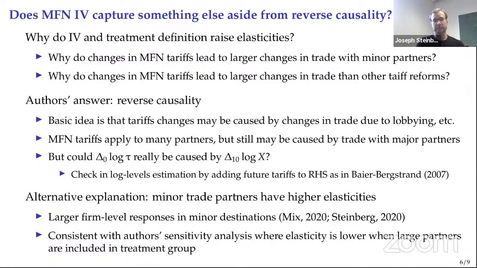There is another potential explanation for what's going on here, particularly the difference between minor and major trade partners, which is that in the data, minor destinations do actually tend to have higher trade elasticities. And this seems to be driven by larger firm-level responses, both on the extensive margin, Carter Mix has a paper on this, as well as on the firm-level intensive margin in the Arkolakis context, as I have some work on this as well. And this is in fact consistent with what the authors have shown in one of their sensitivity analyses, where even using this IV, if you just look at all trade partners rather than just the small ones, you get lower trade elasticities.